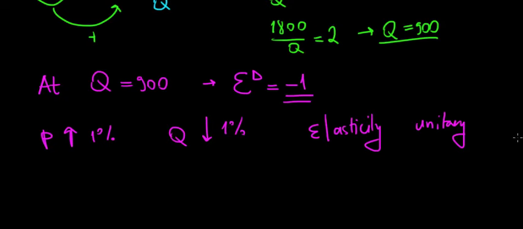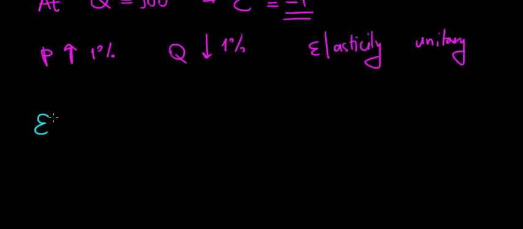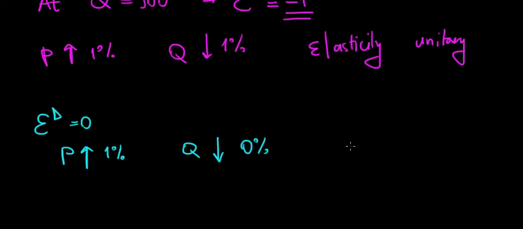Now, let's solve the second case. They ask us what happens when the elasticity of demand equals 0. And let's see what the intuition is here. Elasticity of demand equals 0. Well, if elasticity of demand equals 0, it means that when there is an increase in the price by 1%, there is no change in quantity. So quantity is not affected at all. And again, we call this perfectly inelastic demand.